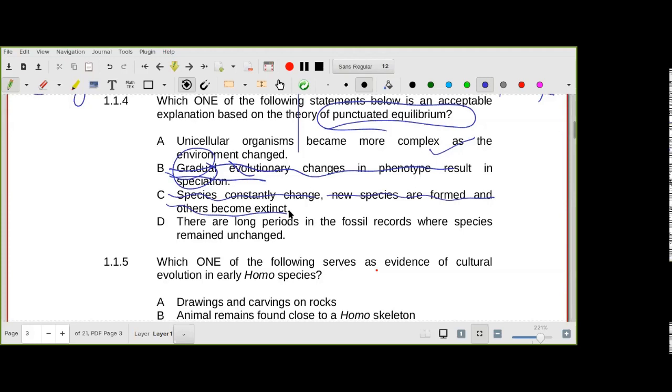So let's take a look at the last one. There's long periods in the fossil records where species remain unchanged. Yes, D is the correct answer. Because there's long periods where there's no change whatsoever. And then there's a sudden change that happens.